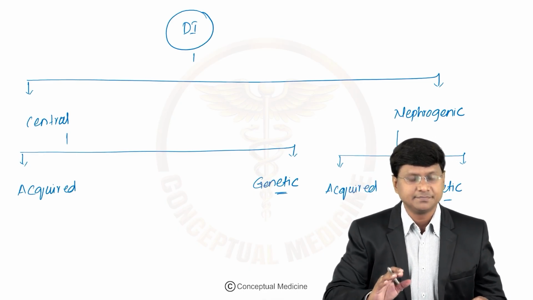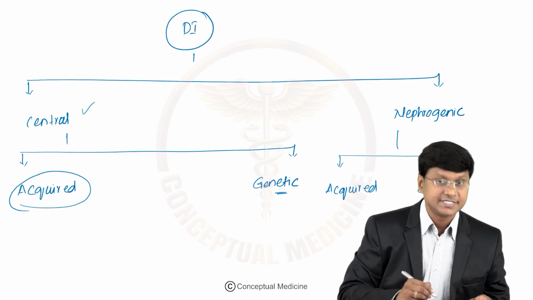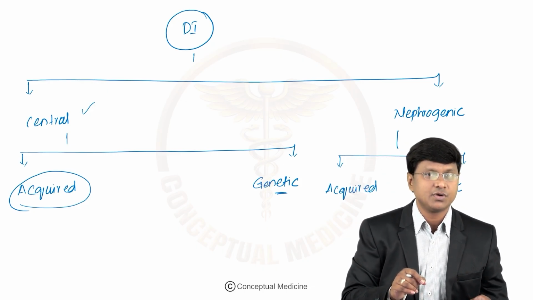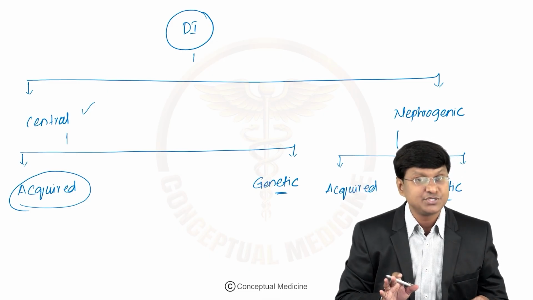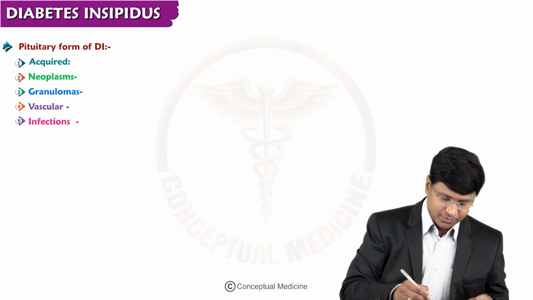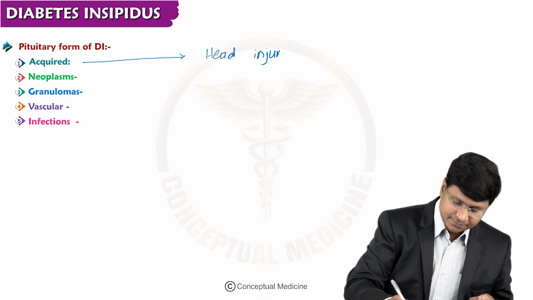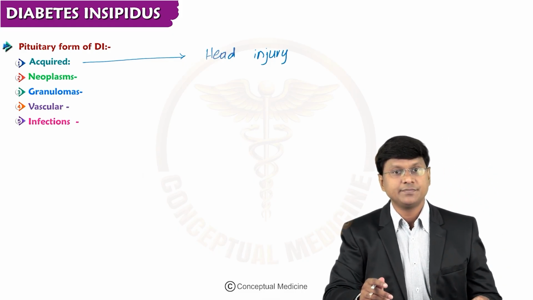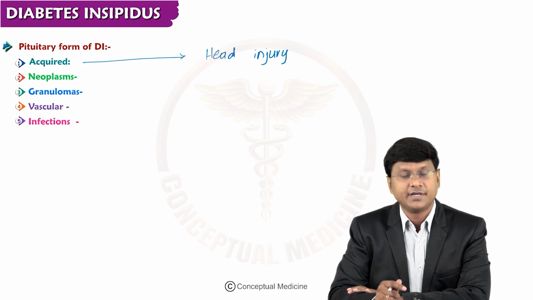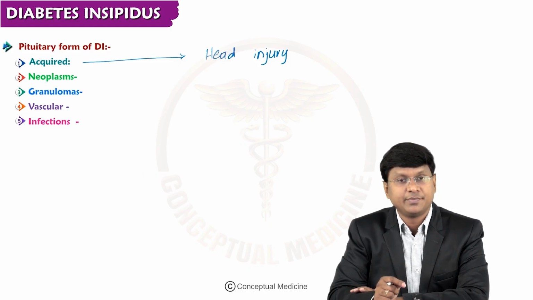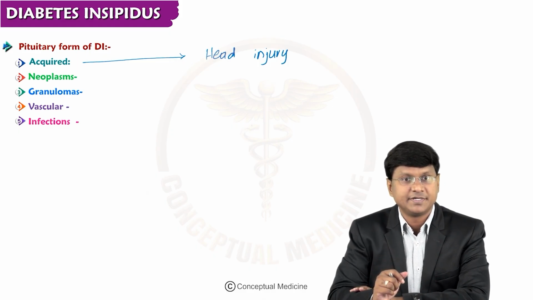Now let me take up the acquired causes for central. Central is also called neurogenic diabetes insipidus, or the pituitary form of diabetes insipidus. Now let me explain what the acquired causes are. First and foremost, head injury, very important. Any head injury, either closed head injury or penetrating head trauma, where the injury is to your hypothalamus, or to your hypothalamo-hypophyseal tract, or to your pituitary gland, will result in the pituitary form of diabetes insipidus.